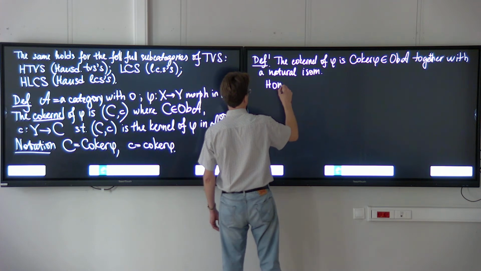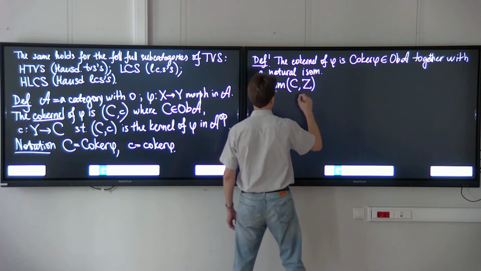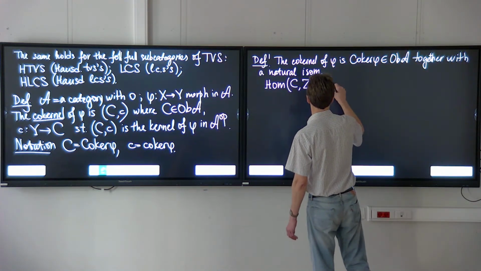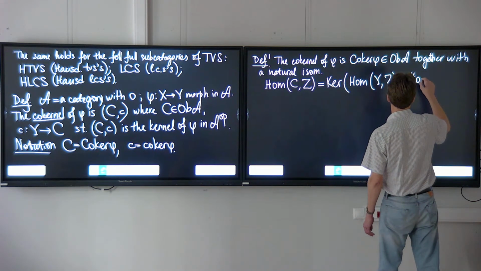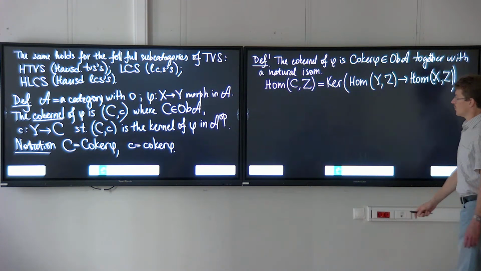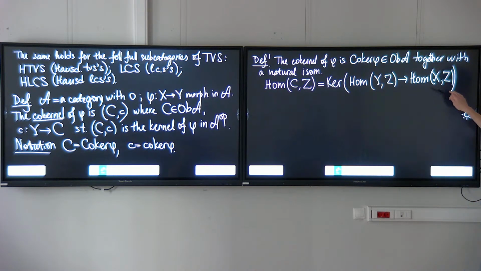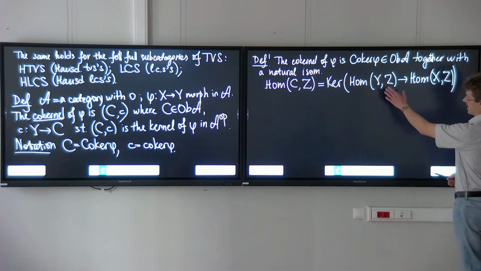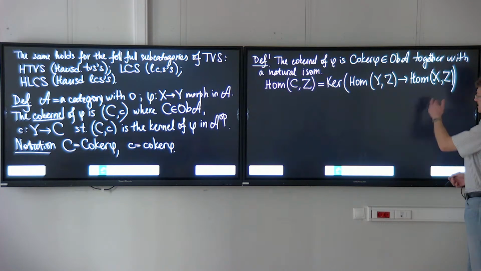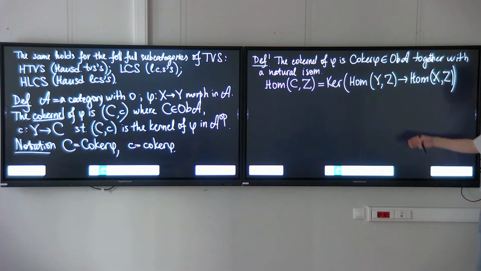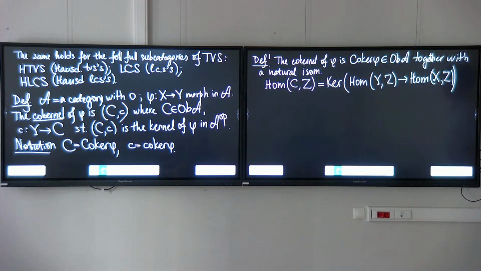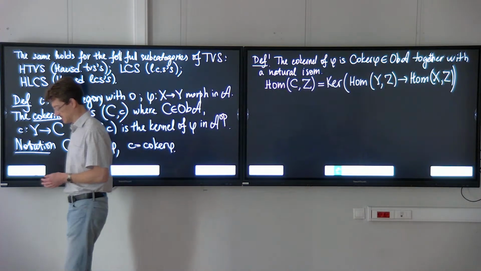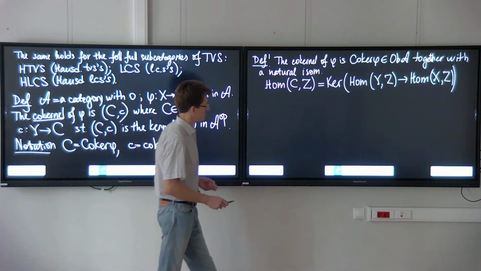So the morphisms from C to Z, to an arbitrary object Z, are in a one-to-one correspondence with the kernel of the following map from Y to Z to from X to Z. Well, again, this arrow is given by composing with phi on the right. That is, if we have a morphism from Y to Z and compose it on the right with phi, we get a morphism from X to Z. So this arrow is well defined, and this arrow is a morphism in the category of sets with a base point. The base points here are the zero morphisms. So the kernel of this map is nothing but the set of all morphisms from the co-kernel of phi to Z. So we see that the co-kernel of phi in an arbitrary category with 0 can be defined in terms of kernels in the category of sets with a base point.